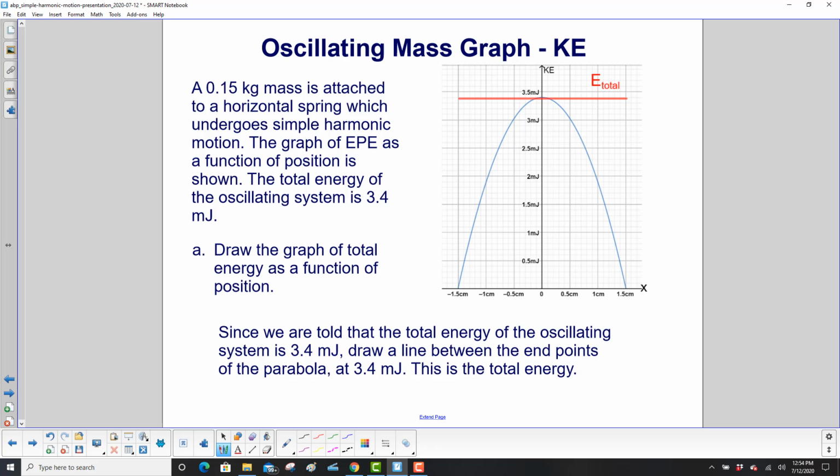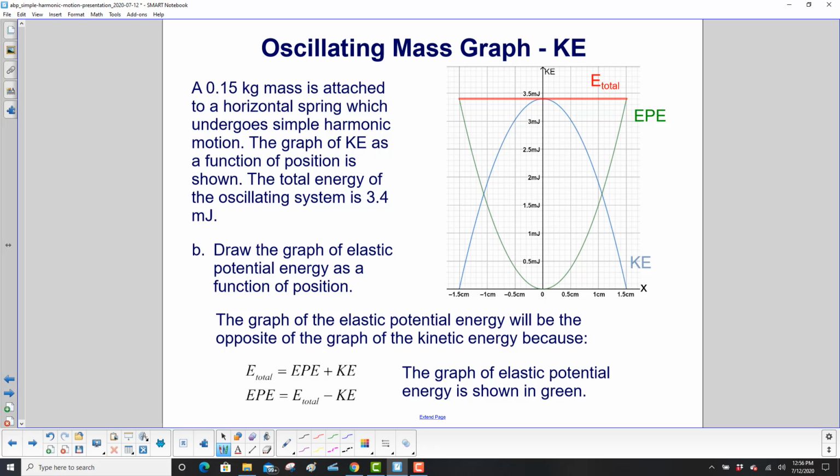Draw the graph of total energy. Well, the total energy is a constant. It's 3.4 millijoules. There's no friction involved here. It wasn't mentioned. And we only extend the graph to the farthest that the mass is displaced, which is going to be 1.5 centimeters to negative 1.5 centimeters. If we extend it like here, this has no meaning, so you're not supposed to do that.